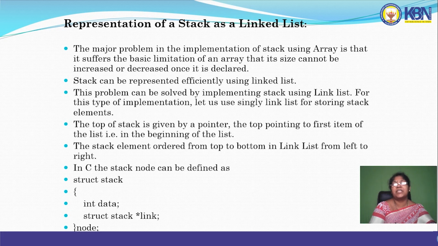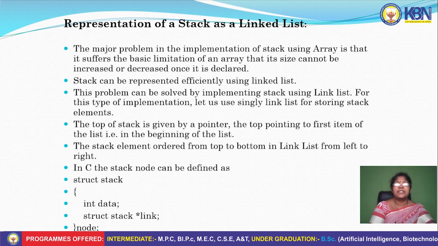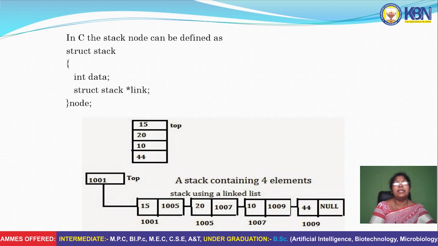What is the difference between an array and a linked list? An array is sequential, but a linked list dynamically stores the elements and we can link each element in order, following the stack order. So here the element order from top to bottom in the linked list represents left to right. So next, go for the next one. We are using the C language, that's why the structure stack has data and a link, and this is how the elements will be represented.